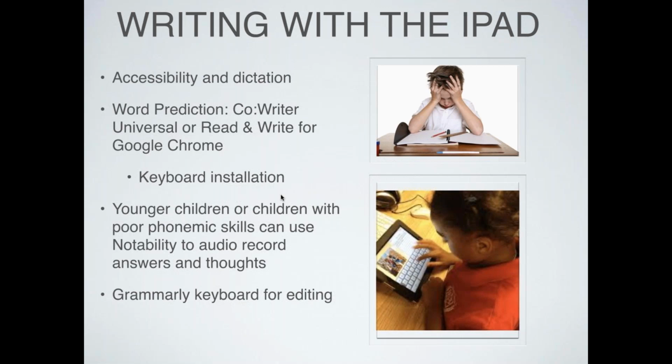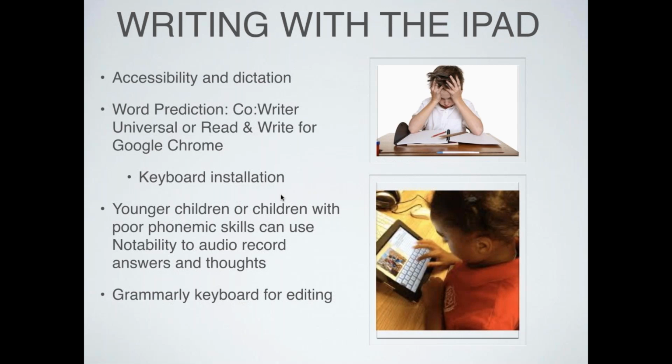Younger children or children with poor phonemic skills can use Notability to audio record answers and thoughts. This is a hard one. If we have a child whose reading level is so discrepant because of their dyslexia, I work with a couple of middle school and high school kids whose reading level is at that first to third grade level. Writing is really frustrating with them because you would think, okay, we'll just have them dictate into the computer. Well, they can dictate, but as we know, technology is not perfect and they can't read what is on the screen. And so they don't know if it typed what they had actually said or not.